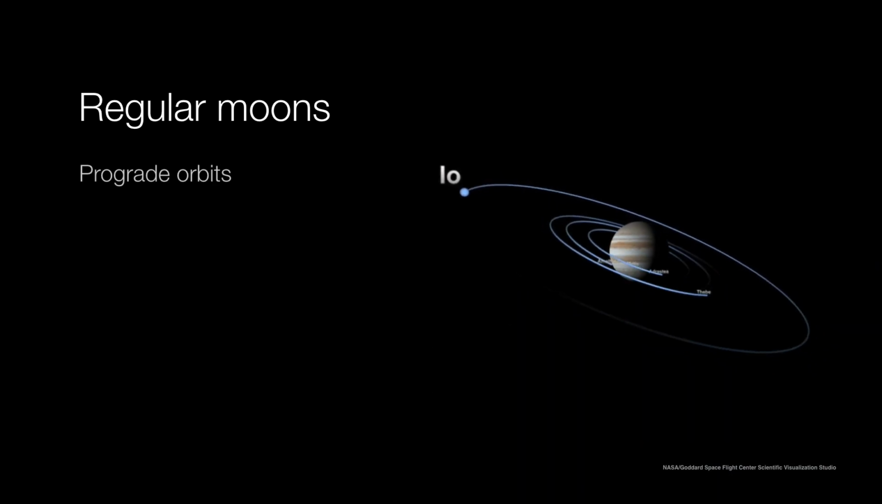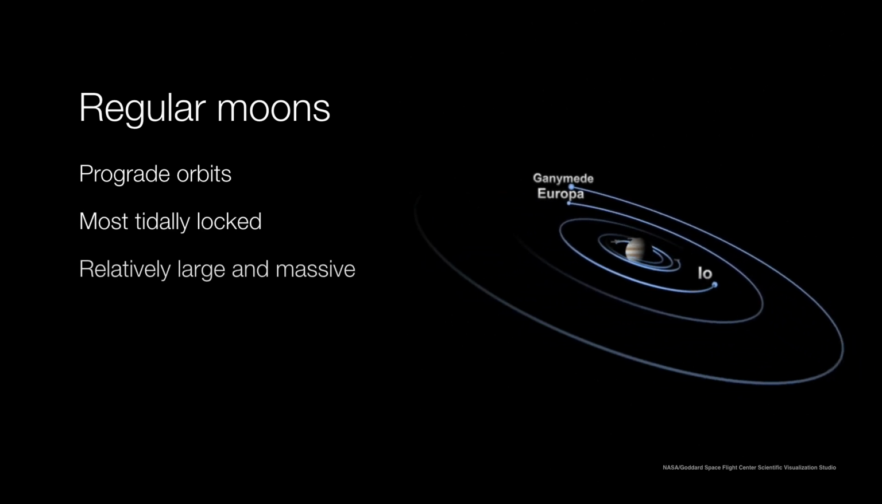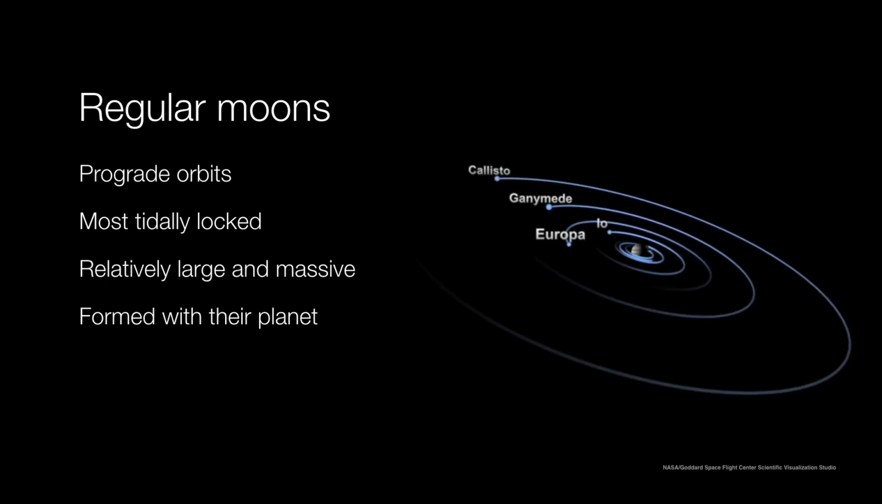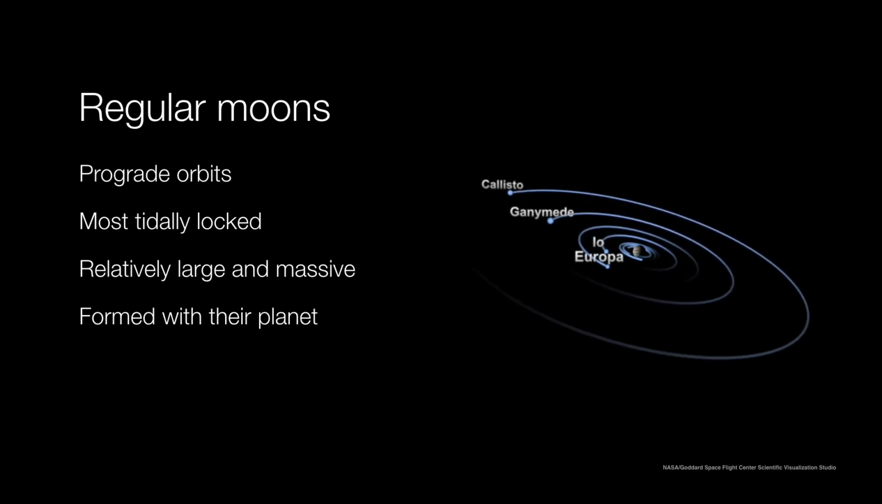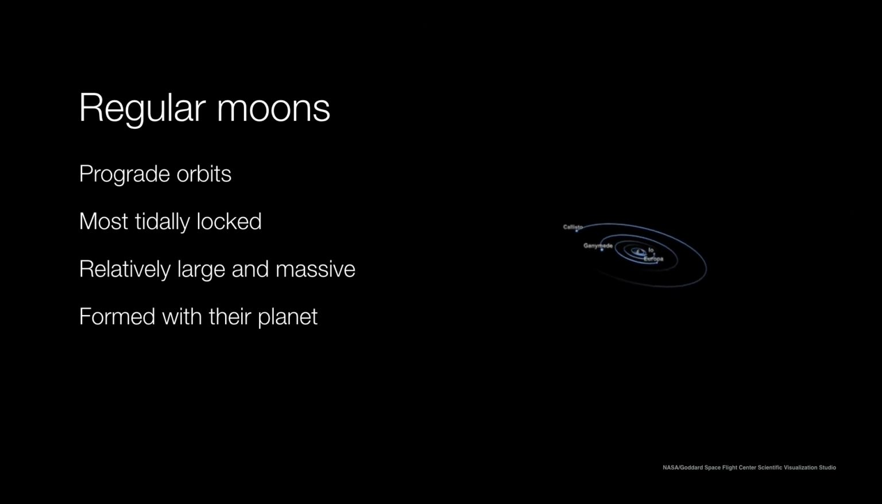First of all, there are moons that have forward or prograde orbits. In other words, they move in the same direction as their host planet rotates. They're relatively large and massive, and they probably formed with their planet. These are called regular moons.